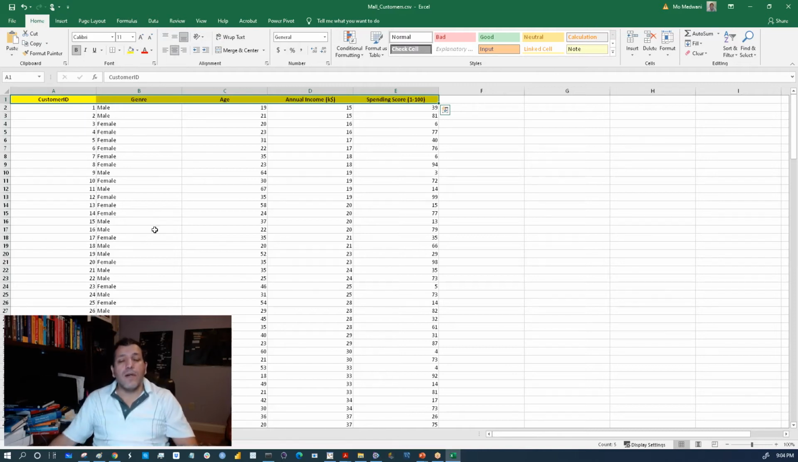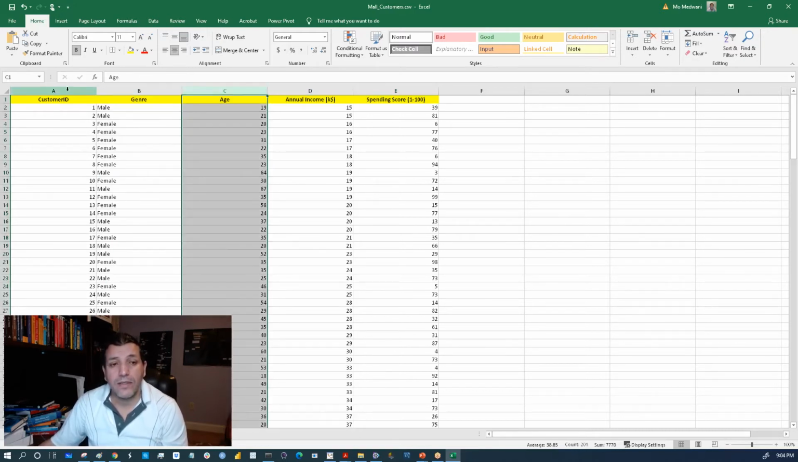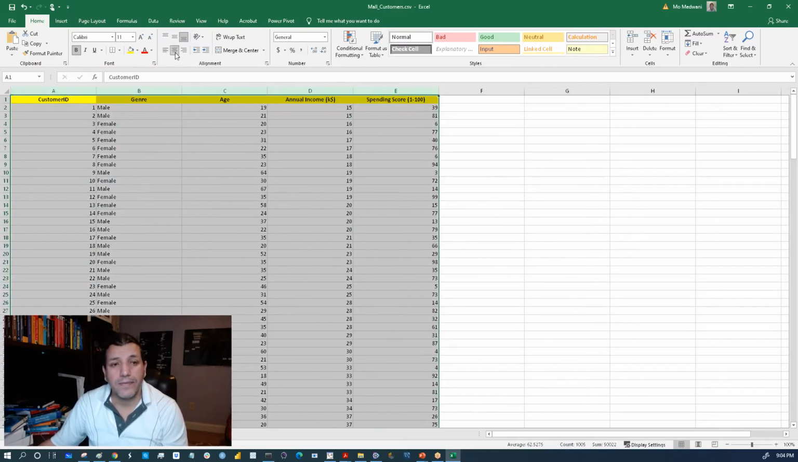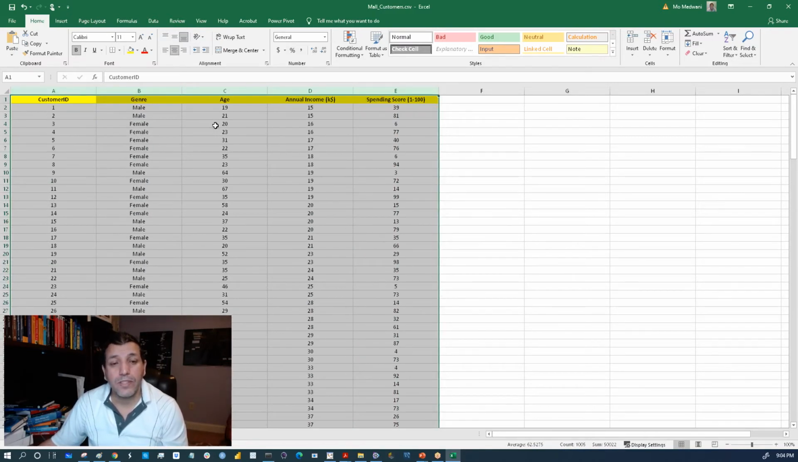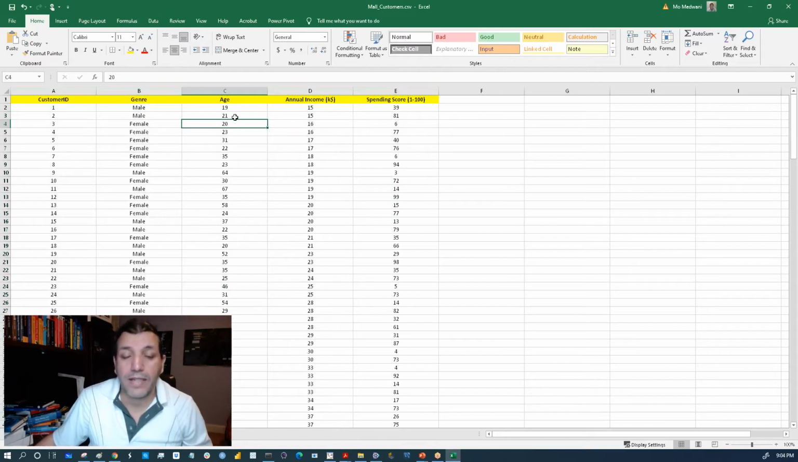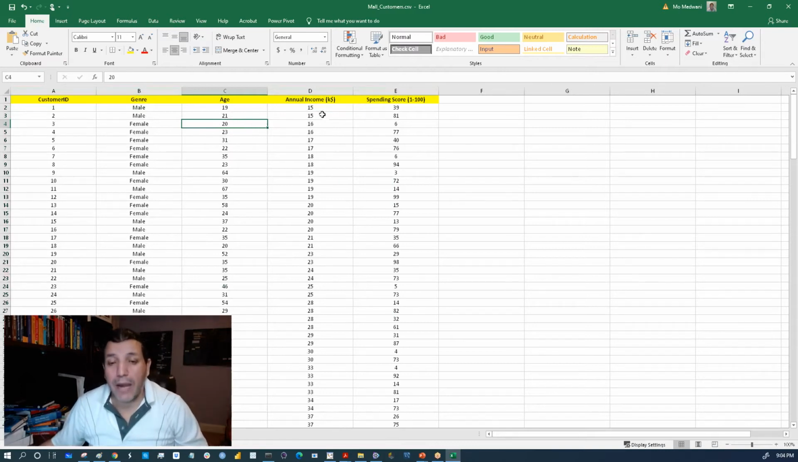Okay, so in the data we have the customer ID, the gender or sex of the client, is it male or female, and the age of the clients. We have the annual income in thousands. And this data here was generated from a loyalty program.